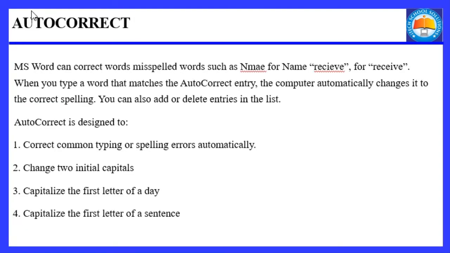What is the use of autocorrect option? Microsoft Word can correct misspelled words such as naem for name, recieve for receive, when you type a word that matches the autocorrect entry. The computer automatically changes it to the correct spelling. You can also add or delete entries in the list. Autocorrect is designed to correct common typing or spelling errors automatically. Change two initial capitals, capitalize the first letter of a day, capitalize the first letter of a sentence.